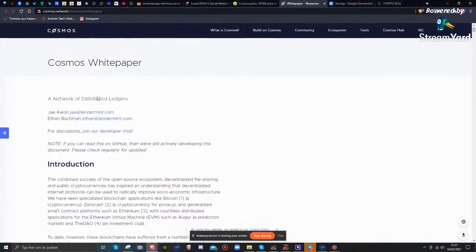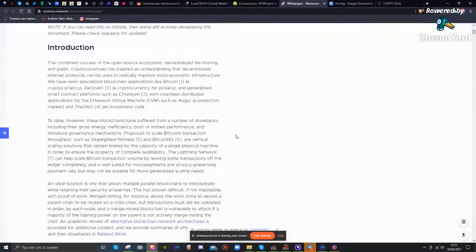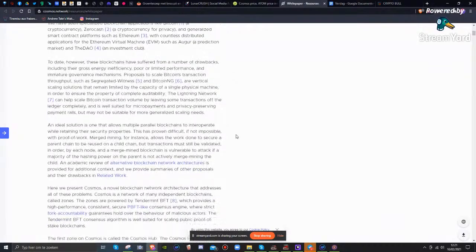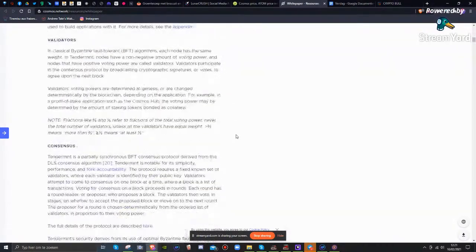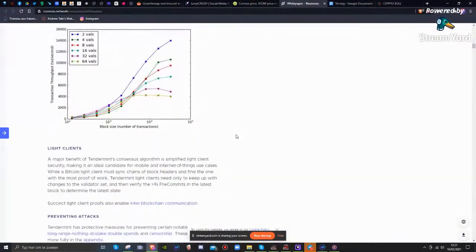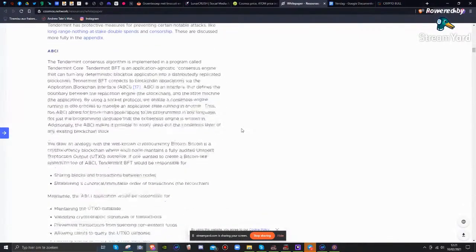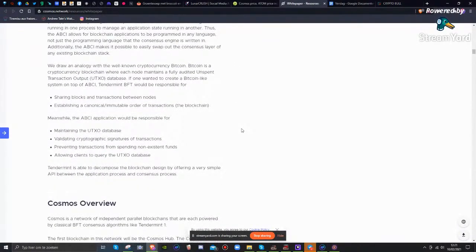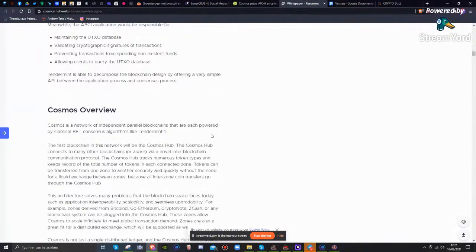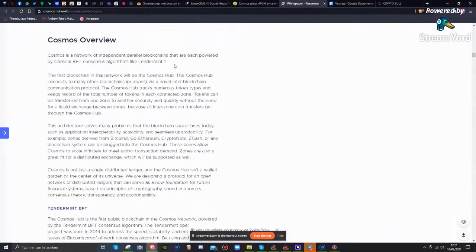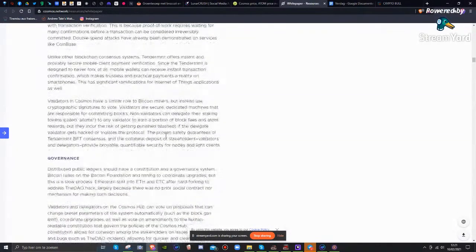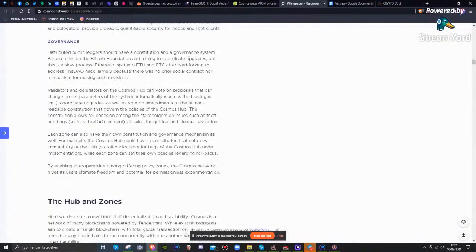I love it that they immediately put contact details for further questioning, which is awesome. That's bonus points. From the number of drawbacks, they explain a bit how Cosmos and Atom works. I'm not going to get too deep into detail because it's slightly lengthy here, how it's powered by Tendermint BFT, the governance.